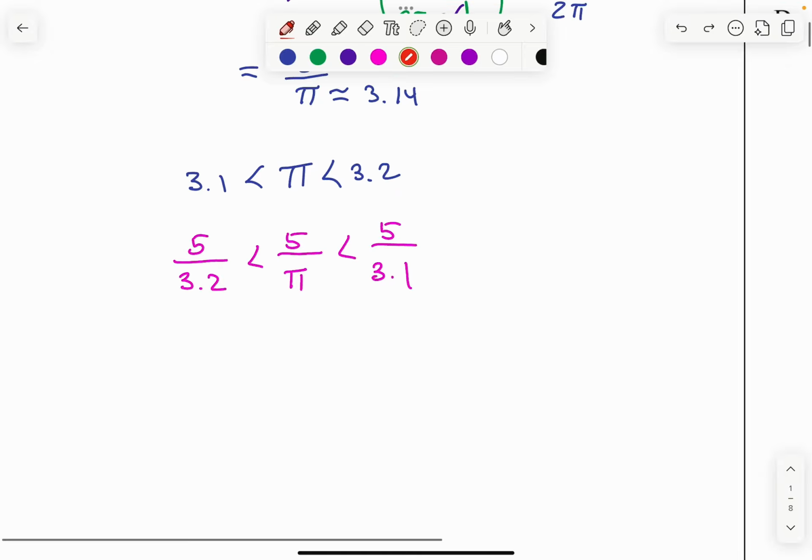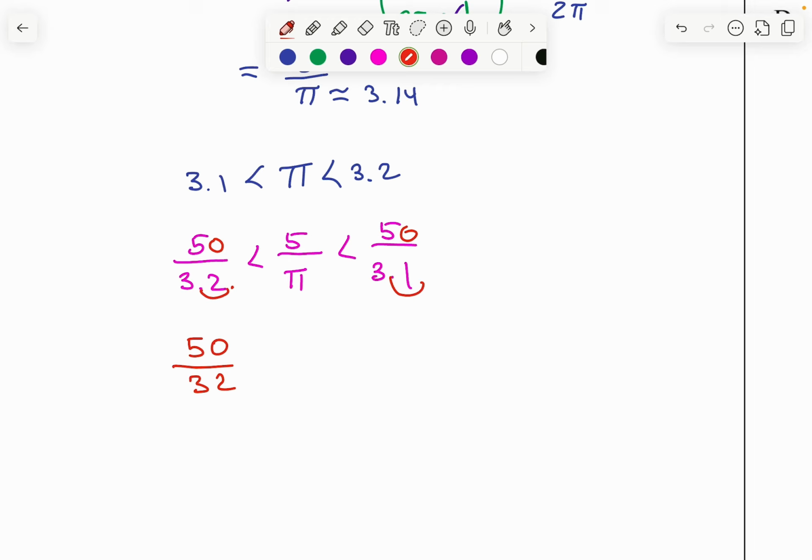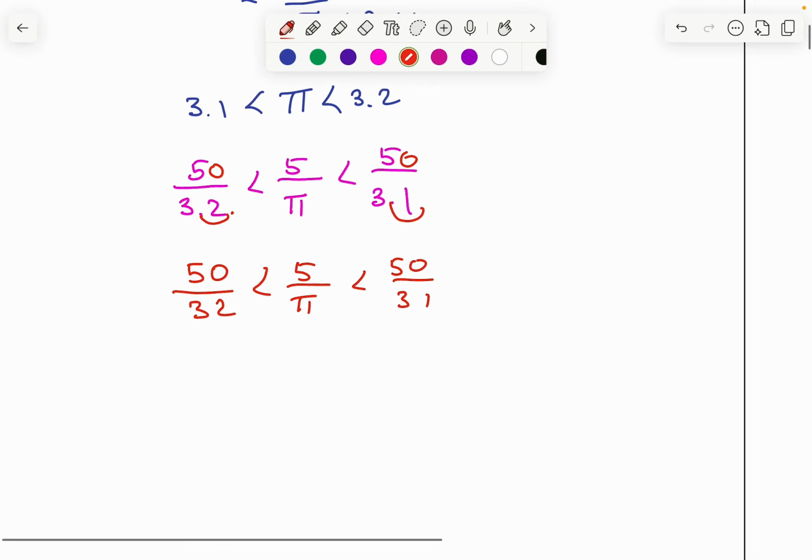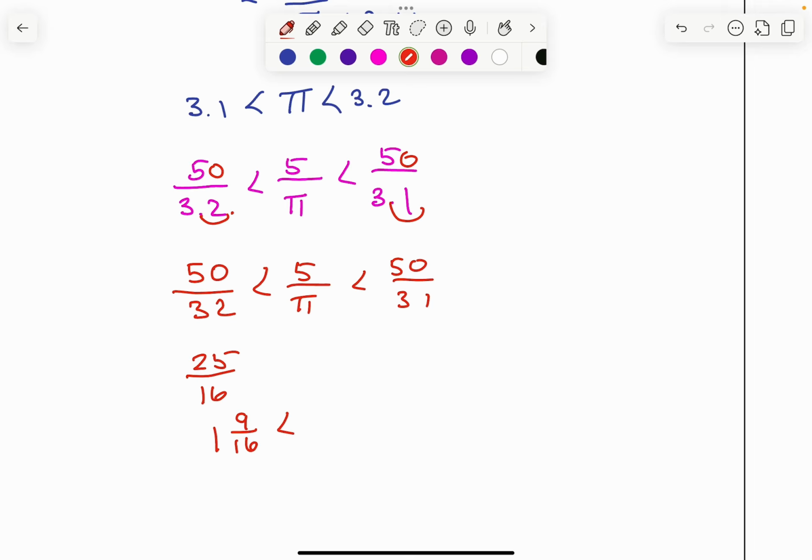All right, now I just have to lock down where 5 over 3.2 and 5 over 3.1 are as rotations. But this is the same as 50 over 32, and that's 50 over 31. And 50 over 32 is the same as 25 over 16, which is also 1 with 9 left over. And 31 goes into 50 one time, and there's 19 left over.